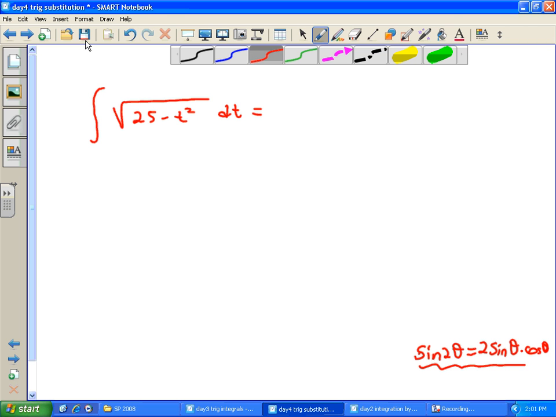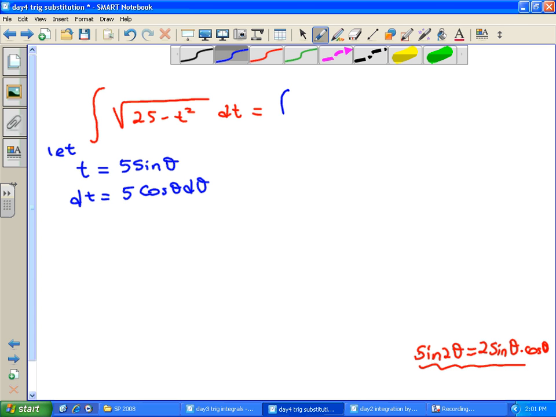Okay, so would everyone agree with me that the choice for substitution should be let t be equal to 5 sine theta? Would everybody agree with that choice? Because it's a constant squared minus a variable squared. Immediately find dt. Again, a very common mistake is to forget the dt, to replace that in the next step. So let's try not to make that mistake. So differentiate both sides, you get dt equals 5 cosine theta d theta.